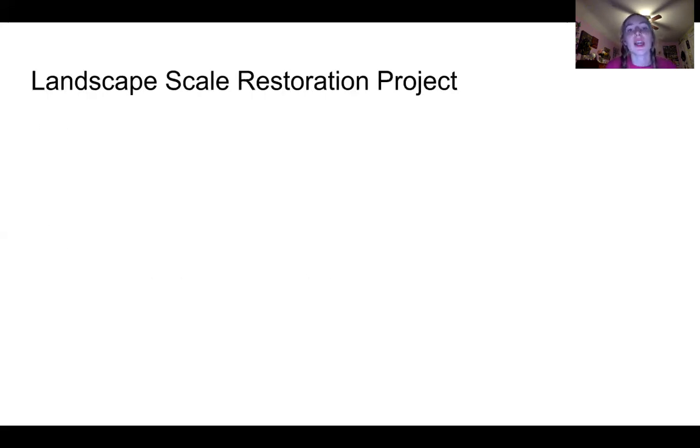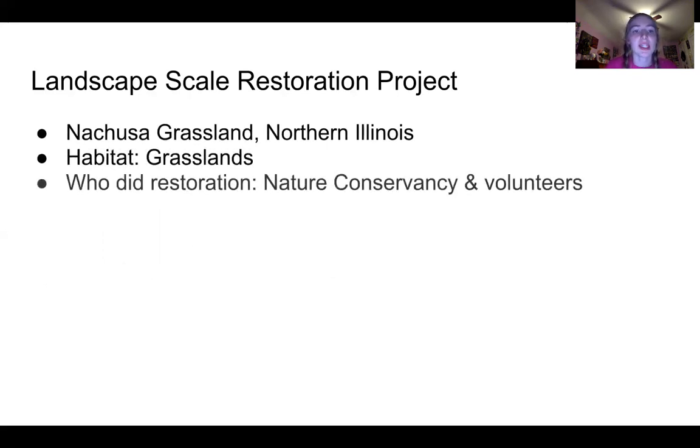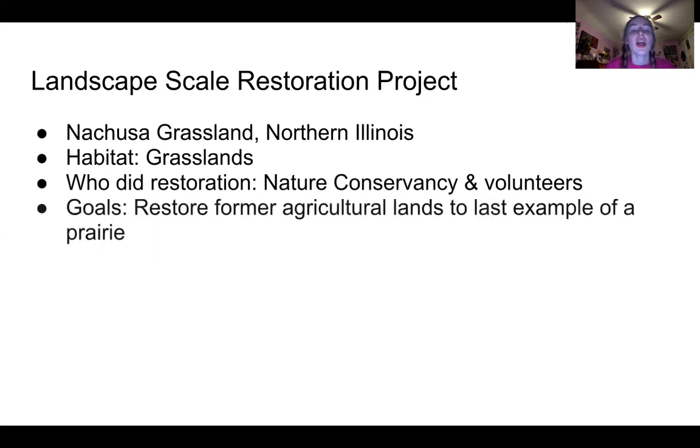So, a landscape scale restoration project. An example is the Nashua grassland in northern Illinois. It is a grassland habitat. The restoration was done by the Nature Conservancy and volunteers, and the goals were to restore the former agriculture fields back to their pre-European grasslands.